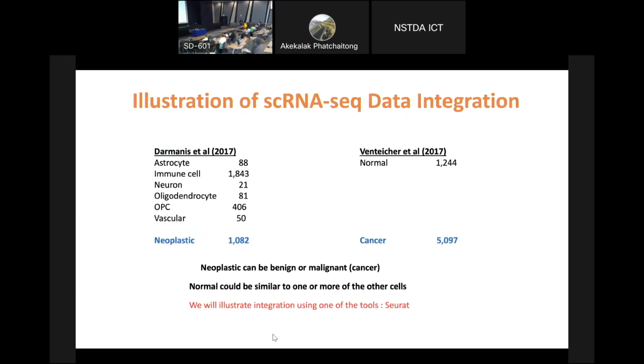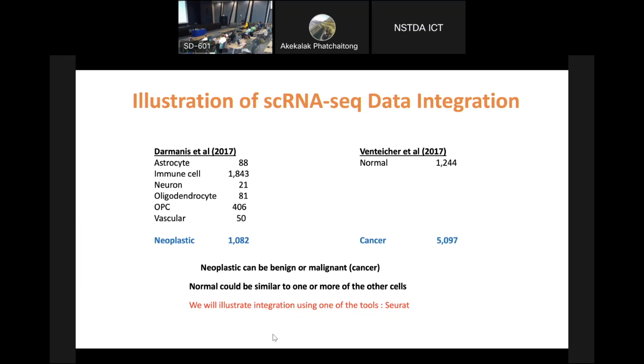I'm going to give you an example of how integration is done. Let's say we have two data sets from Darmanis et al. 2017 and Van Tijker et al. 2017. You can see the cell types that this data set has: astrocyte, immune cell, neuron, oligodendrocyte, OPC, vascular. These are the numbers. And we have neoplastic, which is unclear. It can be benign or malignant cancer. Whereas on the other hand, you have normal and just cancer. So it's a much broader classification. This is more specific. But we can draw some parallel between the two.